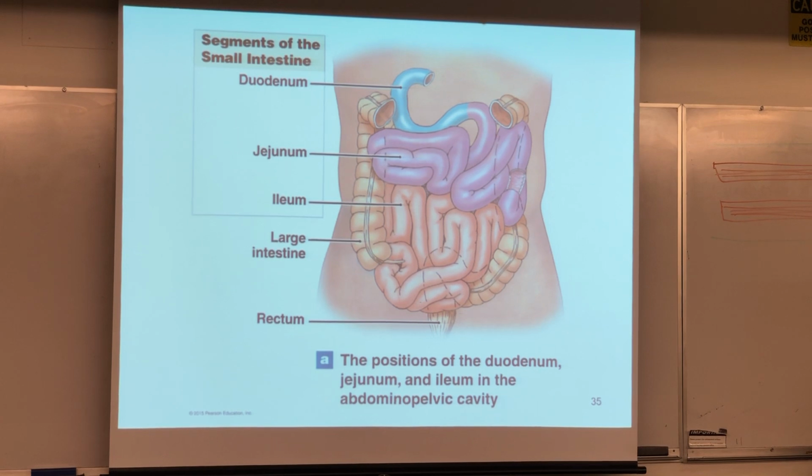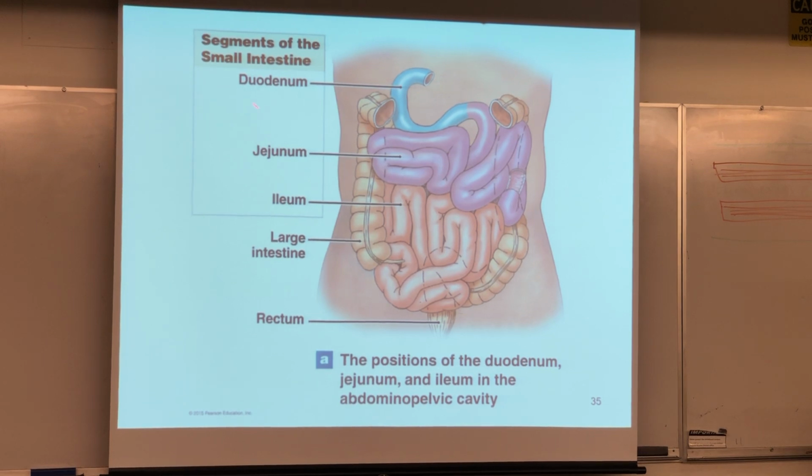All right, off to your small intestine. And it's color-coded for you. The blue is the duodenum. Then the purplish is your jejunum. And then this, whatever color that is, reddish, is going to be the ileum.